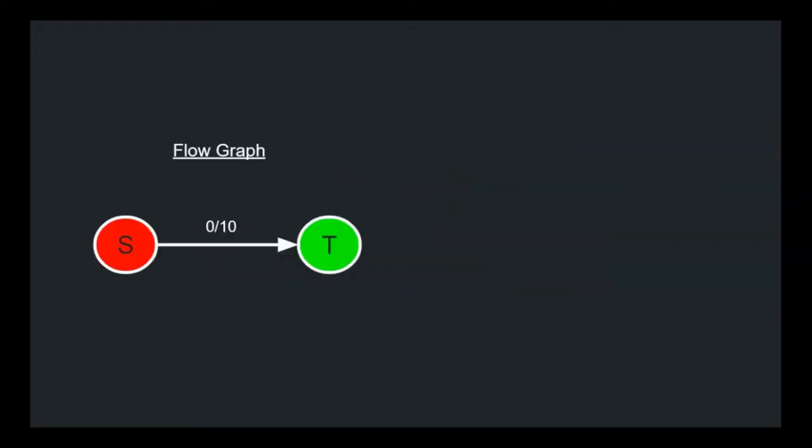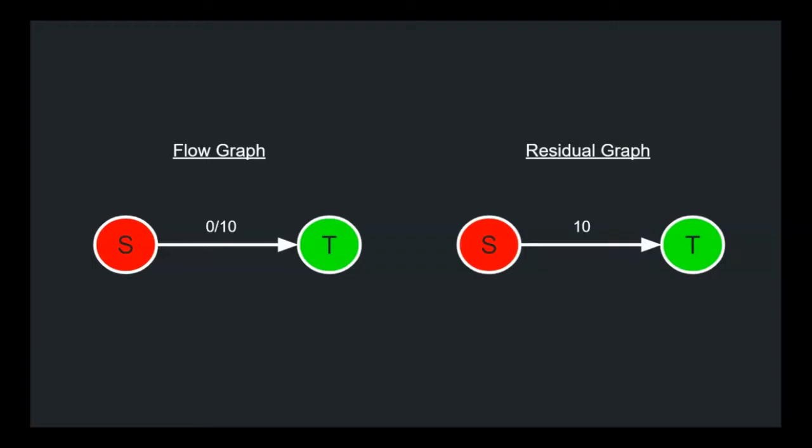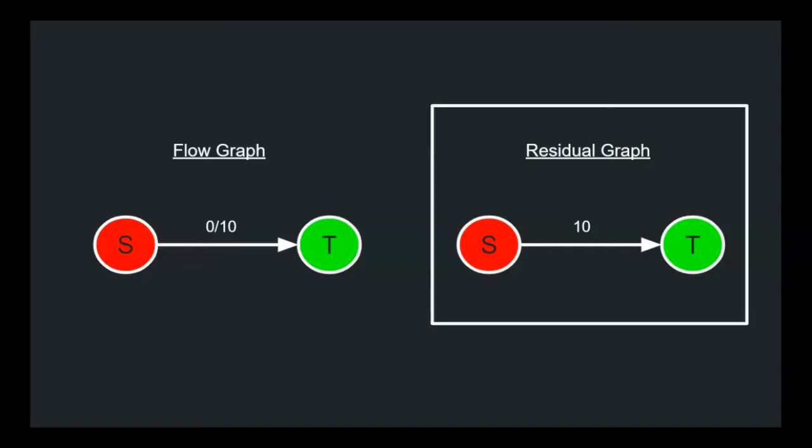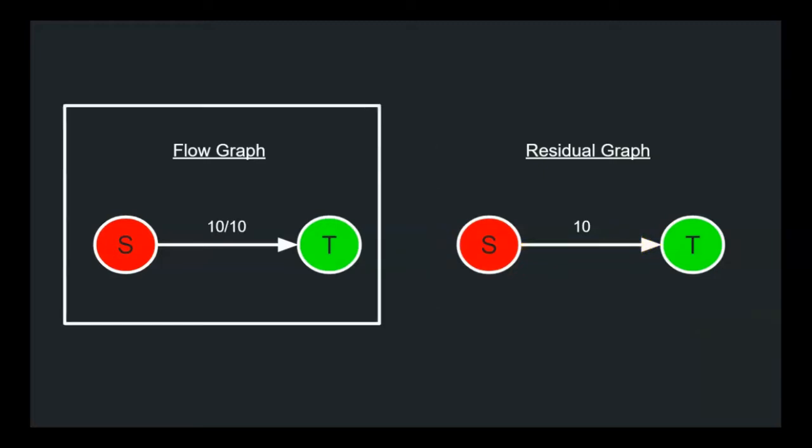Step 1. Make all of the flows in the flow graph 0. So I took the original graph with its single edge that has a capacity of 10 and made the flow 0. Next, create a residual graph. This is like a scratch pad or a temporary graph that helps make things clearer. First, look at the residual graph. What's the maximum amount of water I can push from S to T? 10. So in the path from S to T, increase the flow to 10 in the flow graph.